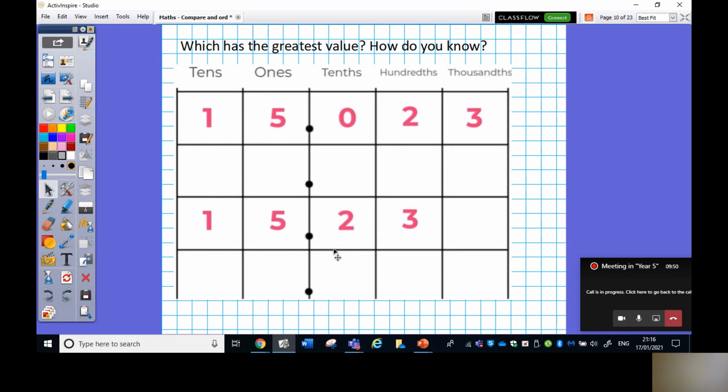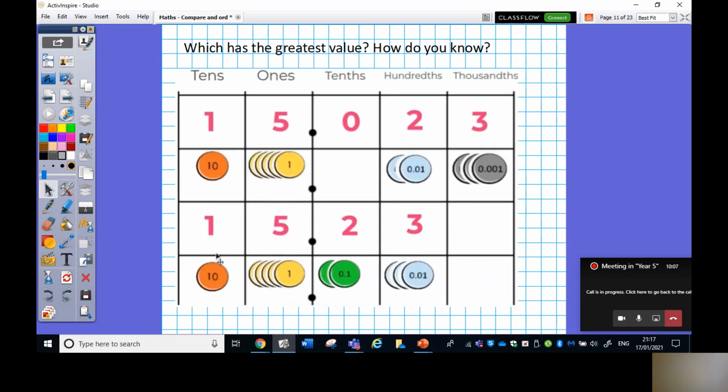Now, we're going to use place value counters just to support this explanation. So you can try and draw them yourself. So you can write these digits and then underneath draw your place value counters. Are you ready? Okay, let's take a look. So we can see here, each one has 1 ten. We have 5 ones in both of them, and here there are 2 tenths. In the top number there are 0 tenths, so we know that the bottom number is greater. Okay, let's move on.